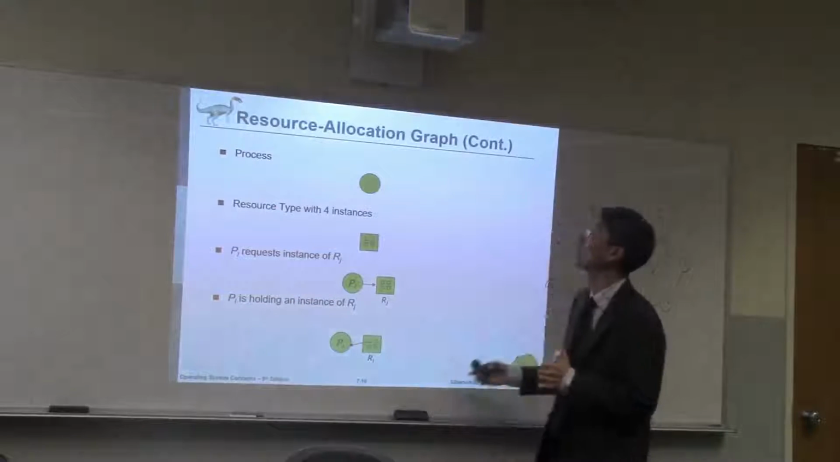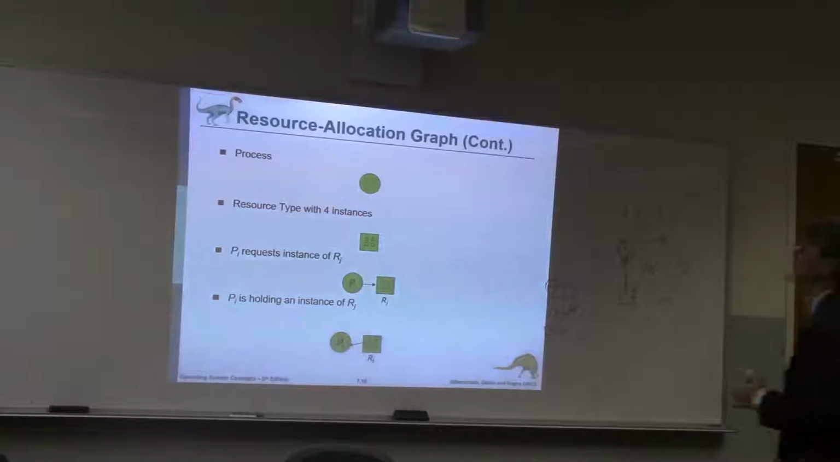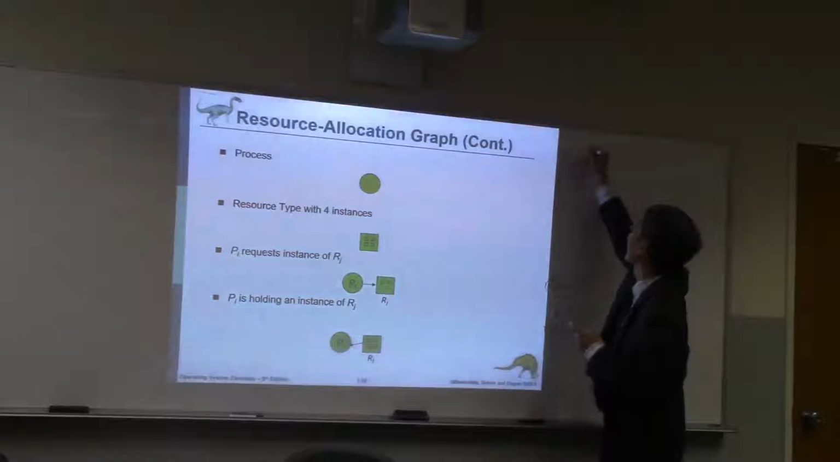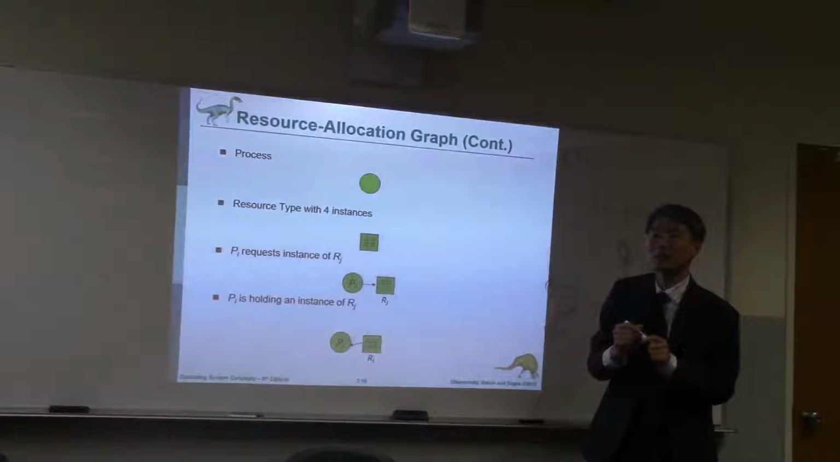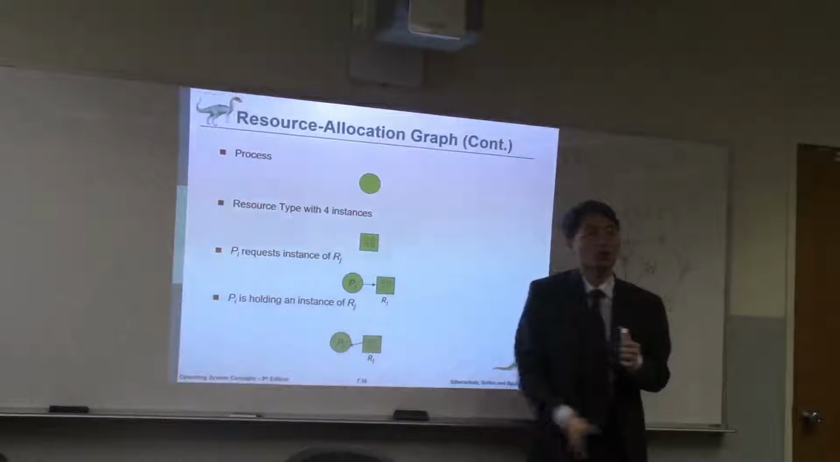This is called RAG, resource allocation graph. But when you read a technical paper or an article or a textbook, you will see a lot of such graphs. RAG is one of the popular names. So RAG does not always mean the resource allocation graph.